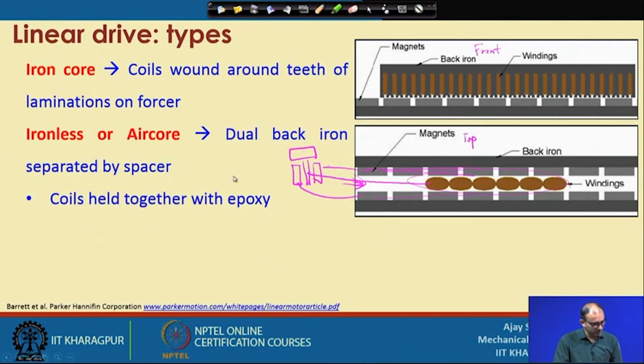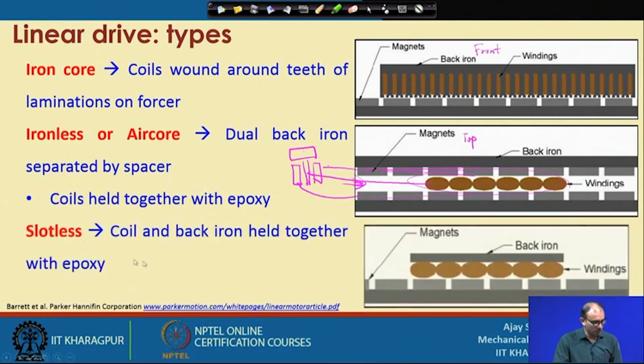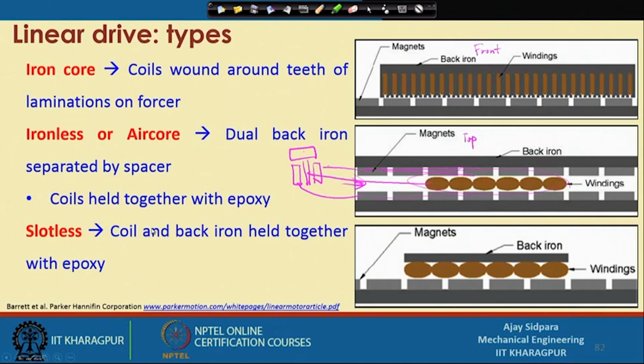The coils are held together with epoxy, and the last one is the slotless. This gets the advantages of both the iron core and the ironless, so it is in between the two. You also get some disadvantages of both. Some of the features are recreated here, because this is similar to the ironless, but you are putting the rail similar to the iron core. So, this is in between, called slotless, and the coil and back iron are held together with epoxy in this case.